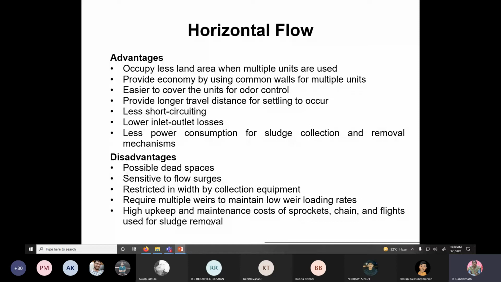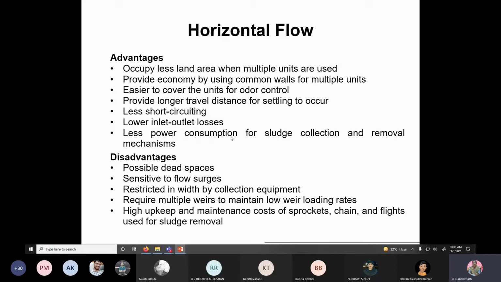Here I have just highlighted the classifications: what are the advantages and what are the disadvantages of horizontal flow. Horizontal flow generally occupies less land area when we can provide multiple units, and you can expect lower inlet and outlet losses, because the losses due to bends and other things may be less. It also needs less power for sludge collection and removal mechanisms, because the solids can easily settle at the bottom of the chamber.